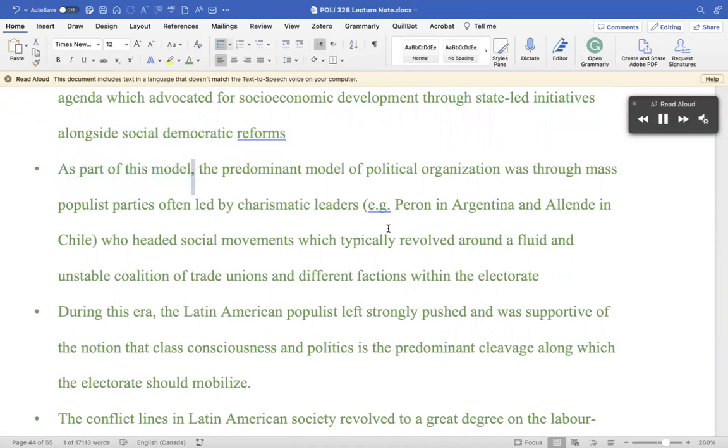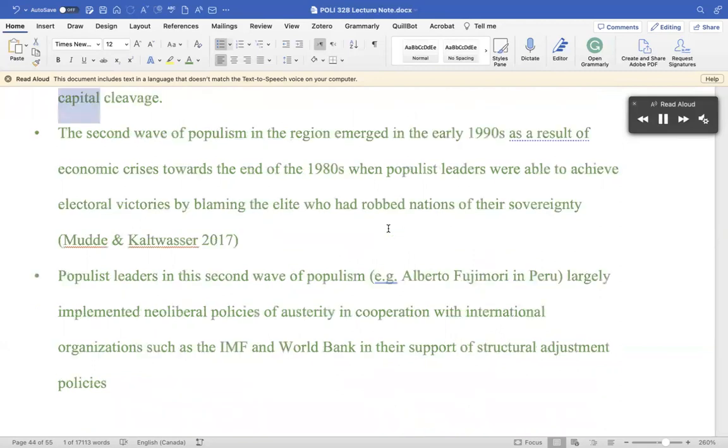As part of this model, the predominant model of political organization was through mass populist parties, often led by charismatic leaders, e.g. Perón in Argentina and Allende in Chile, who headed social movements which typically revolved around a fluid and unstable coalition of trade unions and different factions within the electorate. During this era, the Latin American populist left strongly pushed and was supportive of the notion that class consciousness and politics is the predominant cleavage along which the electorate should mobilize. The conflict lines in Latin American society revolved to a great degree on the labor-capital cleavage.